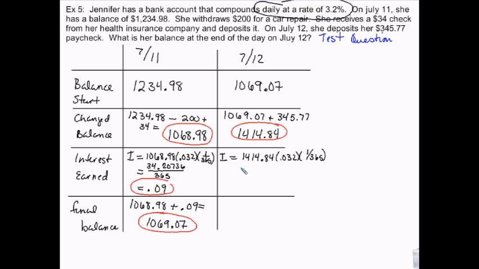It's one day, so again, it's over 365. So I multiplied across the 1414.84 times the 0.032 times 1 technically. And I get 45.27488 divided by 365. And on that day, she earns 12 cents.